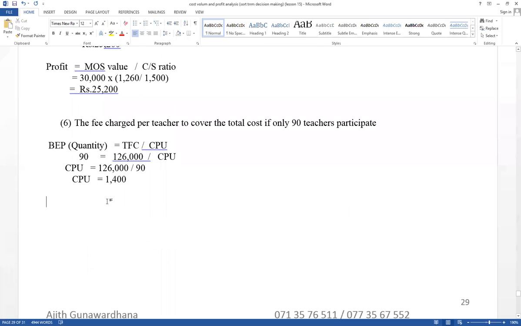Now apply the contribution per unit equation. Contribution per unit equals selling price minus variable cost. Variable cost per unit is not changed. We know the new contribution per unit. There's the fee charged per teacher. That is the selling price. Therefore, contribution per unit equals 1,400. We are going to calculate the selling price. That is the fee per teacher. And variable cost per unit is also known. Variable cost per unit is not changed.